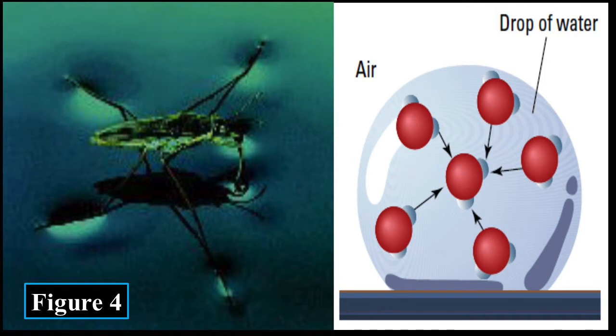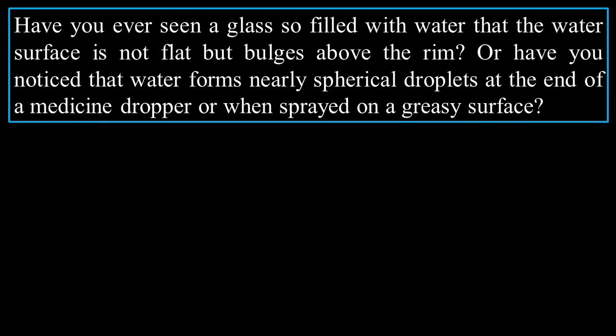It's the organization of the water molecules relative to hydrogen bonding which causes the high surface tension. And soon we'll learn how to reduce that water tension, how to decrease the hydrogen bonding that causes the surface tension. A water droplet forms because of surface tension. Have you ever seen a glass so filled with water that the water surface is not flat but bulges above the rim? Or have you noticed that water forms nearly spherical droplets at the end of a medicine dropper, or when sprayed on a greasy surface?